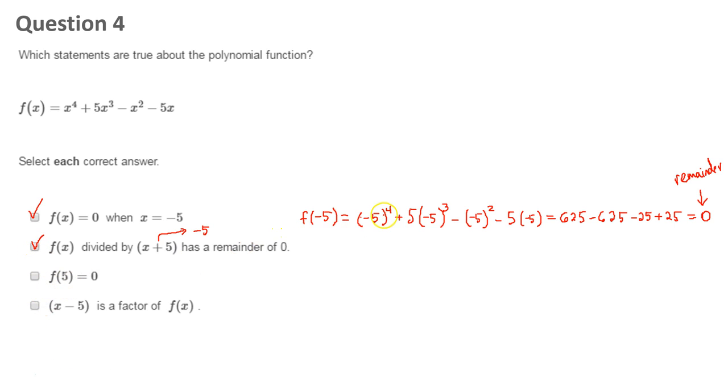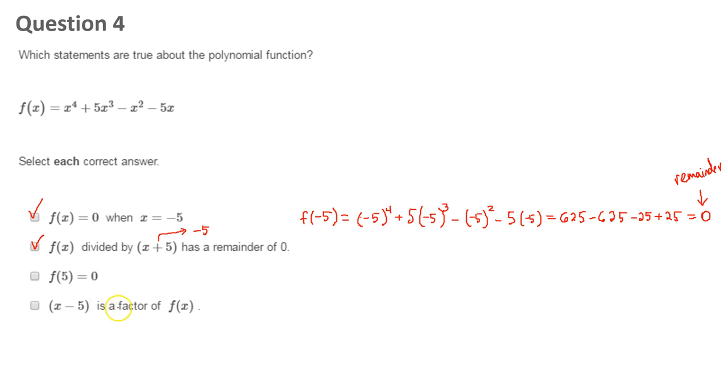If I substitute just the number 5 in, you'll find that the signs will be a little different. This will still be 625 if you substitute positive 5. This one, however, will be positive 625. This will be positive 25, and this will be negative 25 and negative 25. So basically, it will not equal 0. When we substitute 5, you won't get 0.